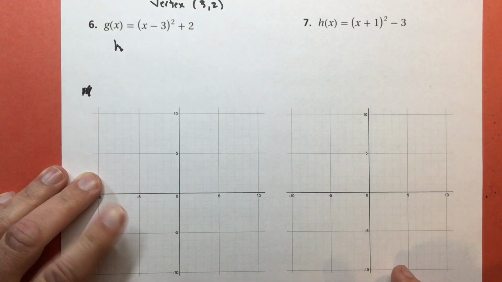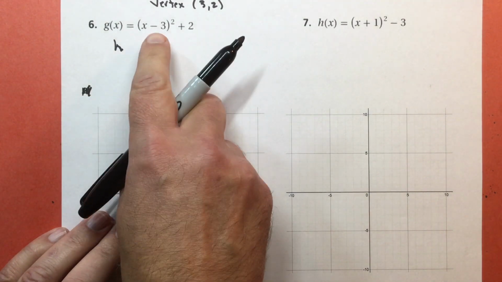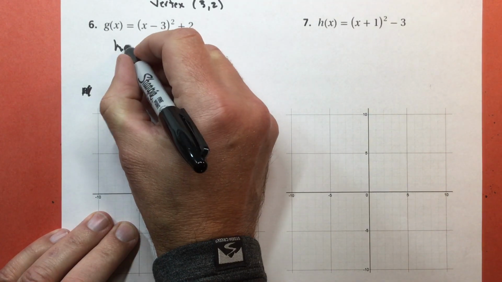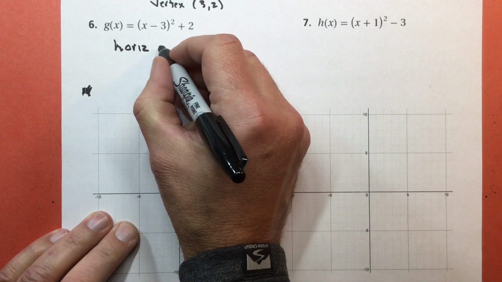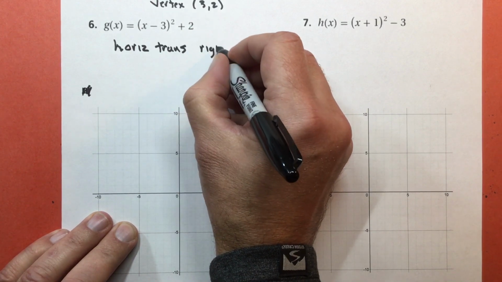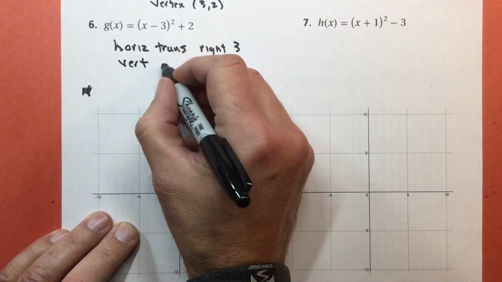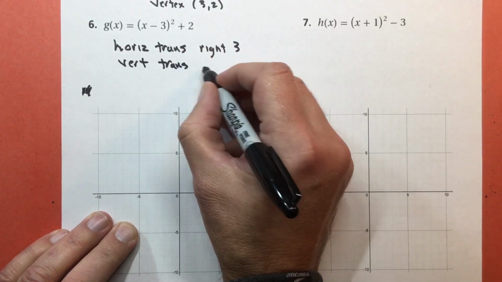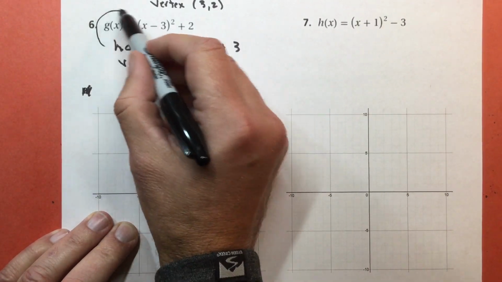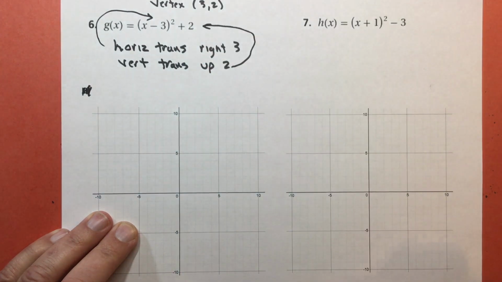But when it gets confusing, I'm going to try to remember this. When it gets confusing, we always go in order of operations. So parentheses come first, which means horizontal stuff comes first. Horizontal translation to the right 3, and vertical translation up 2. So the horizontal translation to the right 3 is because of that. The vertical translation up 2 is because of that.